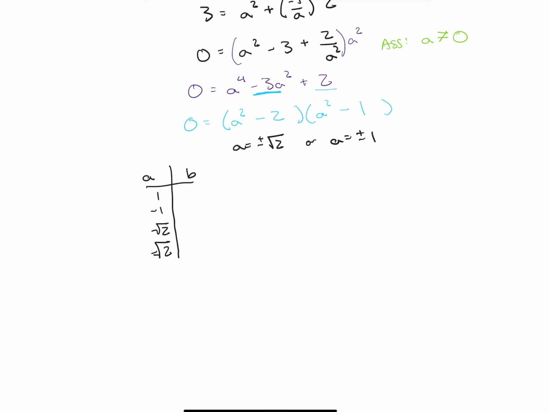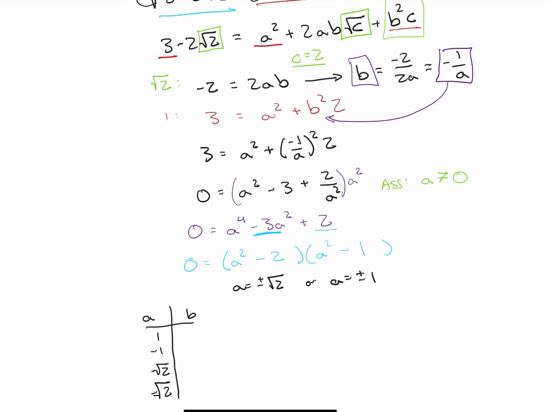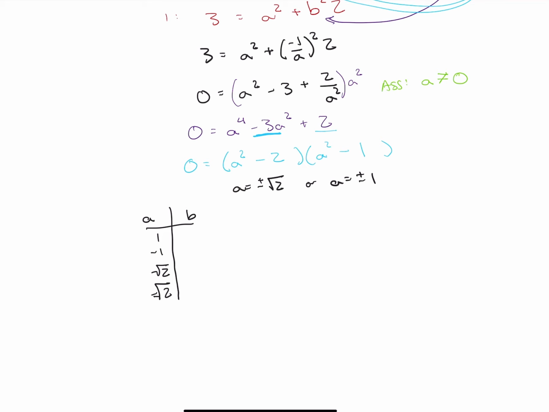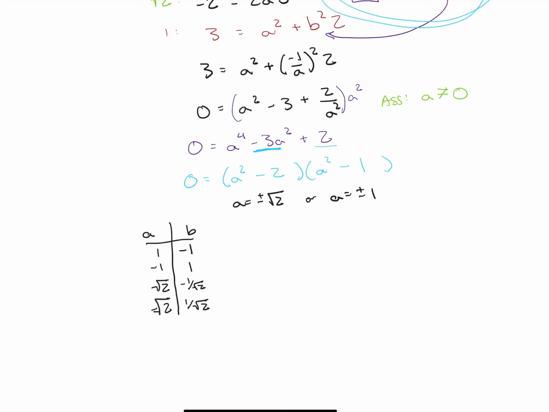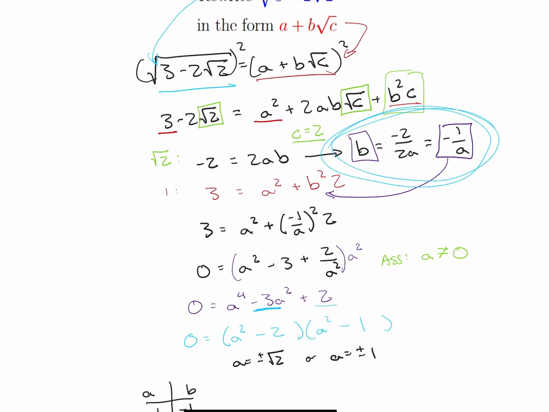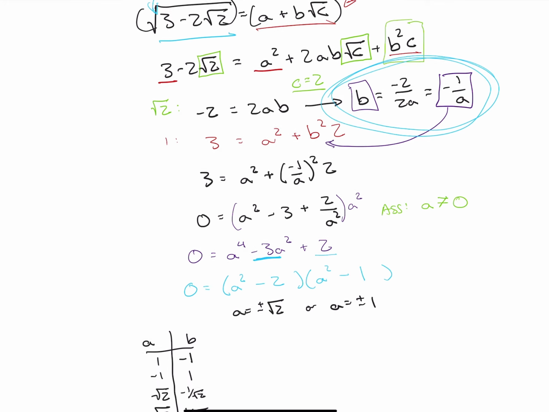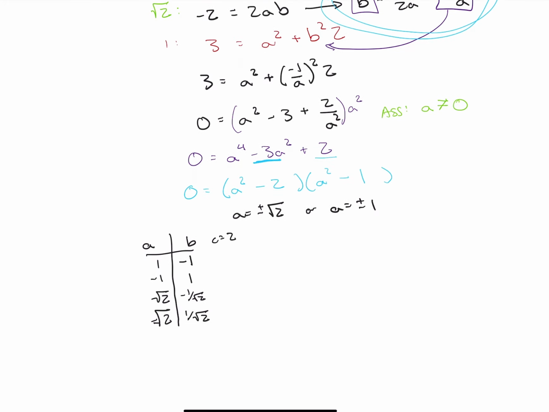And remember b, what is b? So b from this equation up here is negative 1 over a. So negative 1 over a, we can quickly see that this is going to be negative 1, 1, negative 1 over root 2, and positive 1 over root 2. Okay, so what was a and b? In case we got lost in the sauce a little bit, remember we have this equation up here at the top. We were looking for a plus b square root of c. We know that c is equal to 2.